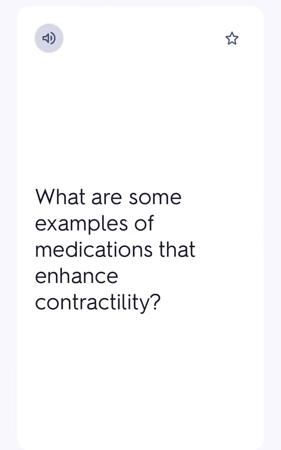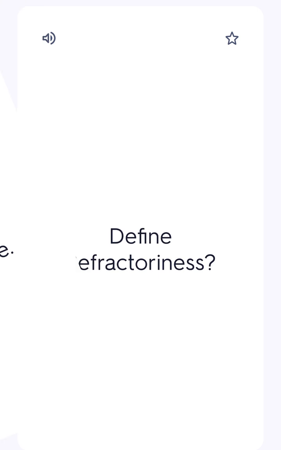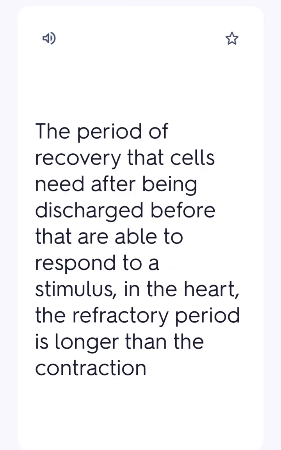What are some examples of medications that enhance contractility? Digitalis, dopamine, epinephrine. Define refractoriness. The period of recovery that cells need after being discharged before they are able to respond to a stimulus. In the heart, the refractory period is longer than the contraction.